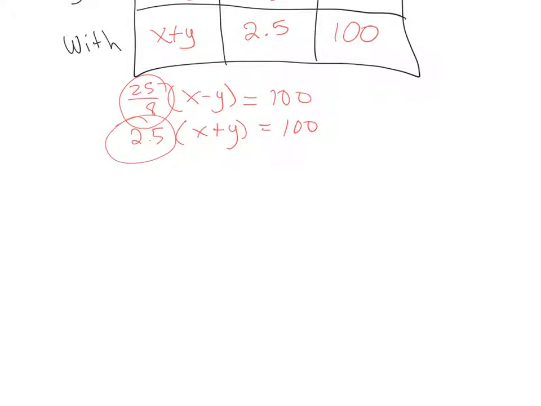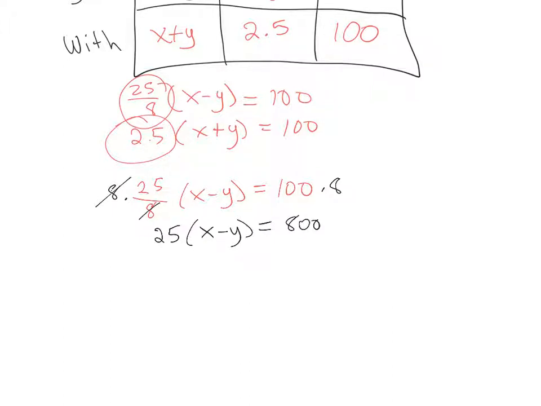Just for the sake of our notes, let me rewrite all this. Let me start with the top equation, 25/8. First I'm going to multiply both sides by 8, so that those 8s cancel. Those 8s are gone now, so I'm left with 25 times x minus y equals 800. Then I don't want that 25 there, so I'm going to divide both sides by 25. I'm left with x minus y, and I believe we're going to get 32. Just double check that, but I think that's what we're left with. So this is our first equation.